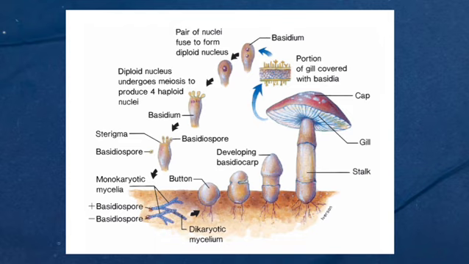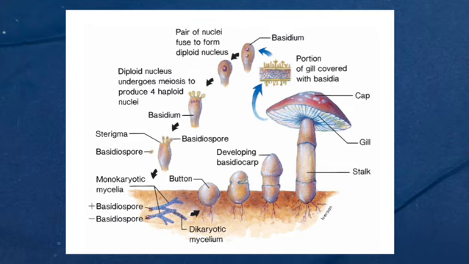These fuse: first plasmogamy happens, then karyogamy occurs. Karyogamy is the fusion of nuclei, where a diploid nucleus is formed from the single cell. From this diploid nucleus, they undergo meiosis and produce four haploid nuclei. Once haploid nuclei are formed, the basidiospores get formed.